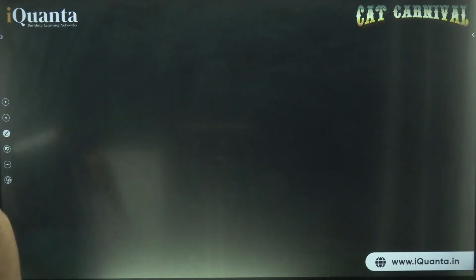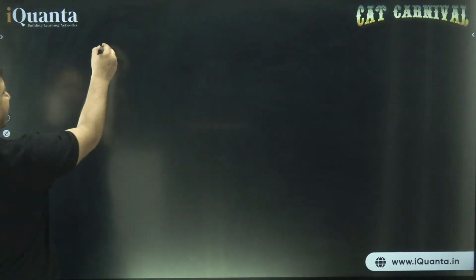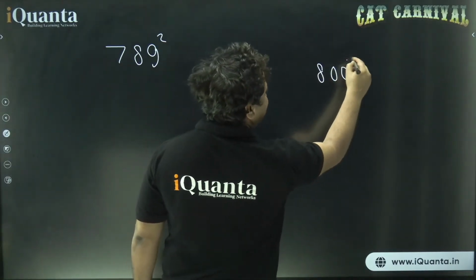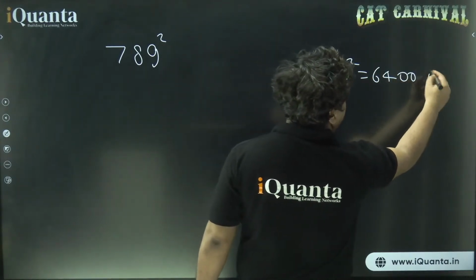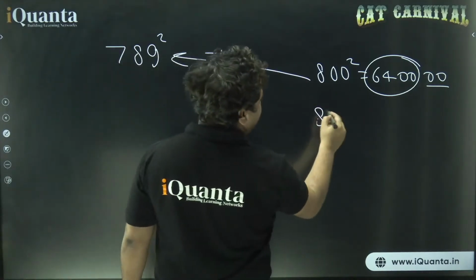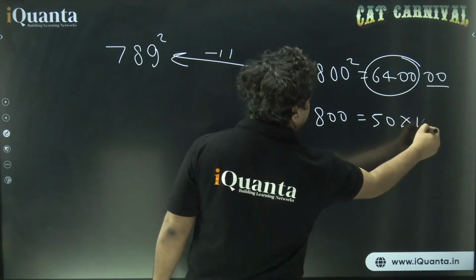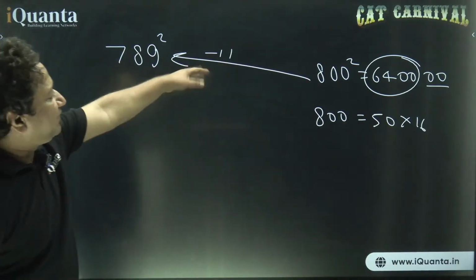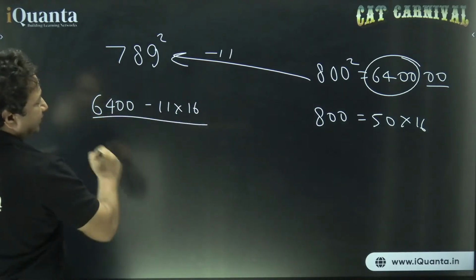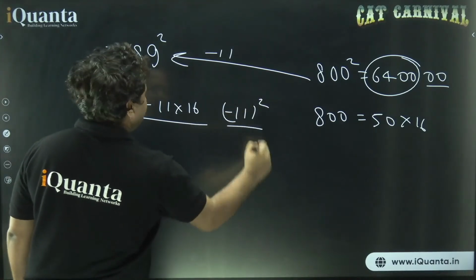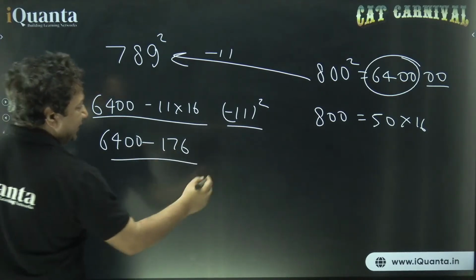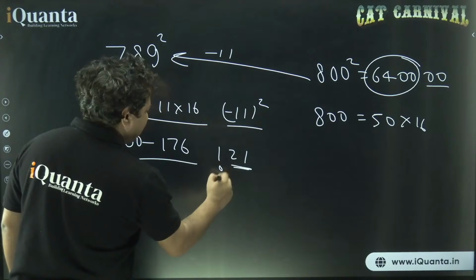Perfect. Let's pick a number. 789. Pragya picks 789. All of us will be doing it. 789 squared. The base is 800, right, Pragya? The 64 followed by 4 zeros. Okay. This is 11 less, and 800 is the 16th multiple of 50. That means I need to subtract 16 times. So I'll have 6400 minus 11 into 16, and then square of minus 11 will be coming here. 6400, this will be minus 176, right? And 121 here, 21 stays, 1 goes in carry forward.